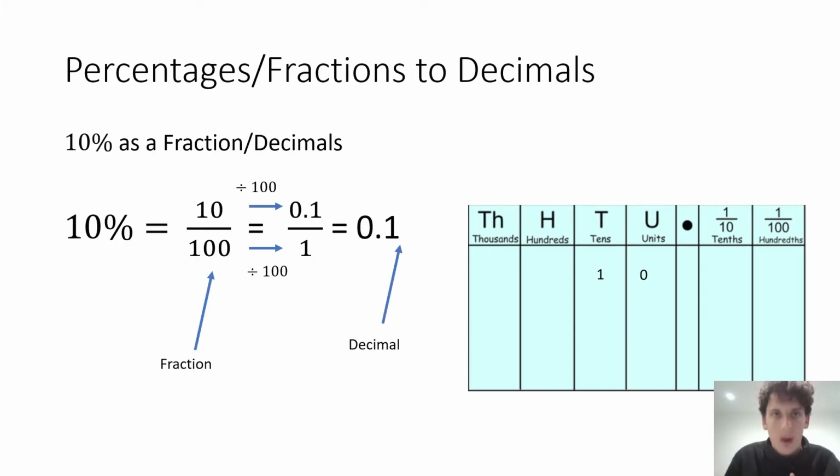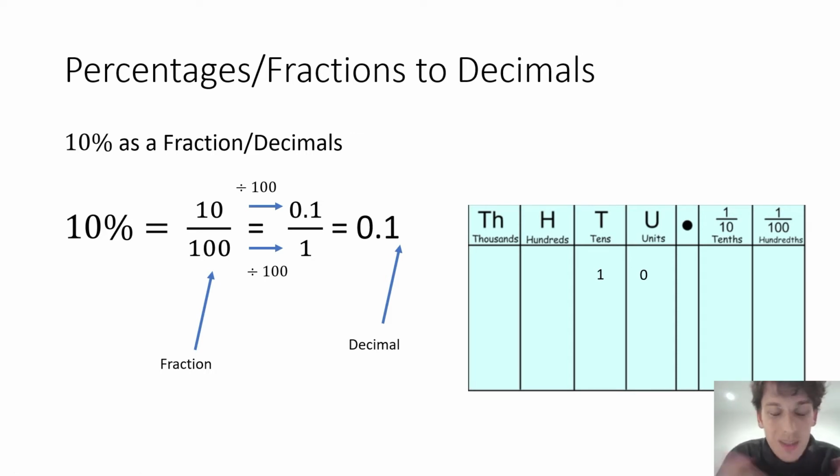So what we're going to do now is move the other way. We're going to go from percentages and fractions to decimals. I want to know what 10% is as a fraction and as a decimal. Let's get the fraction out of the way because that's easy. Percent just means out of 100, so 10% would be 10 out of 100. Easy peasy.